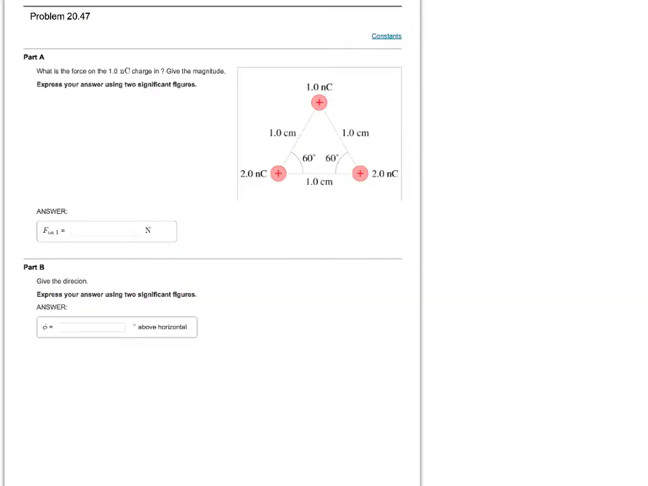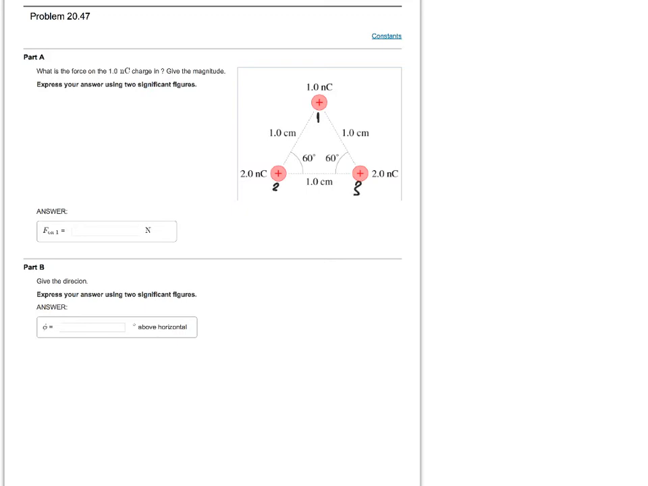For this problem here, I want to find the net force on the 1 nanocoulomb charge here that's at the top of the triangle. And we're just going to give the magnitude, and then for the second part, we're going to give the direction. So first of all, I'm going to go ahead and number these charges. I'll say this is charge 1, that's charge 2, and that is charge 3.